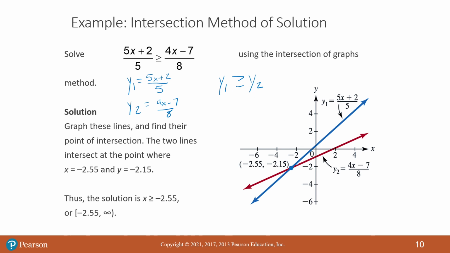So, when is y1 bigger than or equal to y2? When is y1 above y2? y1 is above y2 from this point here. Let me change the color of my pen to green. Basically from this point here on up is when y1 is over y2. So from this x value, negative 2.55, to infinity, that's when y1 is greater than y2. So that, in and of itself, is my solution set. Or if I write it as an inequality, it is x is greater than or equal to negative 2.55. Easy enough?